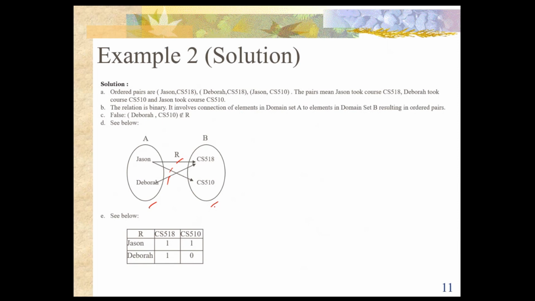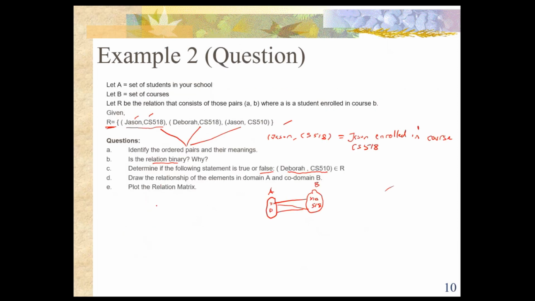Right. Then the second question is on the relation matrix. You need to be able to produce a relation matrix. You can use the information given here. Draw the rows and columns, and then use the information from the R to fill up the cells with either 1 or 0.